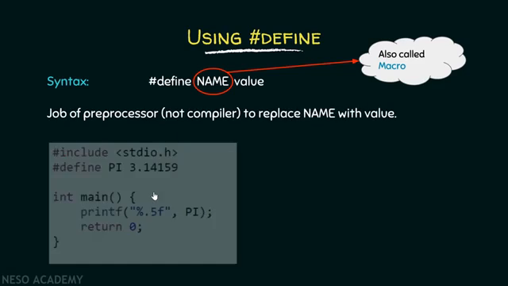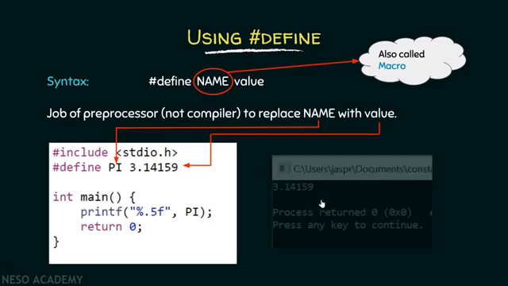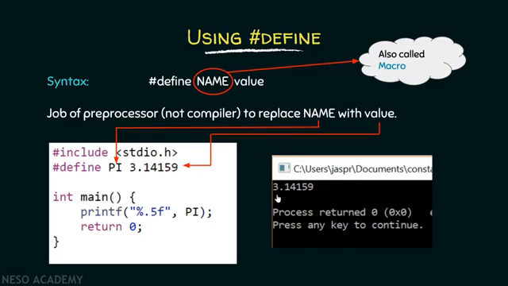Let's see one example. Here suppose I define PI as 3.14159. This is the name and this is the value. With #define, the name is PI and the value is 3.14159, right? I am simply going to print this PI instead of using the 3.14159 constant over here. I'm simply using PI and printing it up to 5 decimal points. Let's see what is going to be the output. Here you can see this is going to be our output.